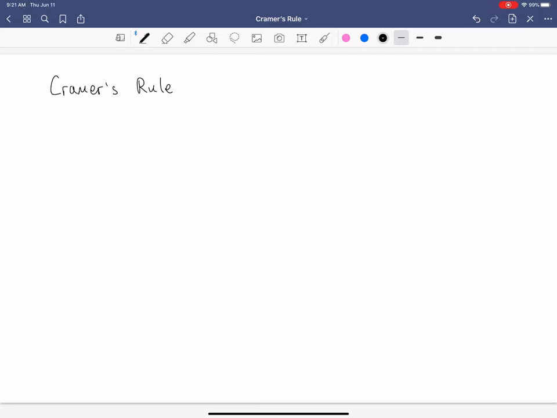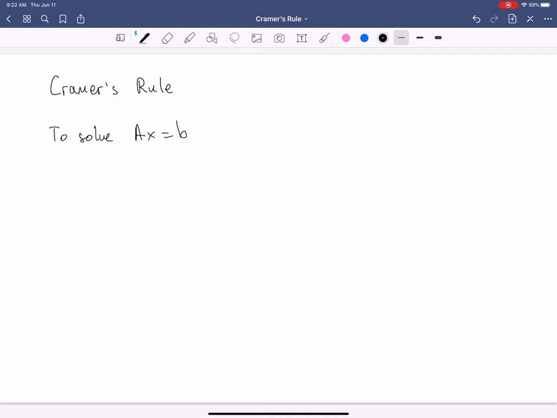Now, I'll explain Cramer's rule in a 3x3 setting, although it works for the n by n situation, but it's just not very efficient to use. The goal of Cramer's rule is to solve Ax equals b. So the standard system Ax equals b can actually be solved through determinants.